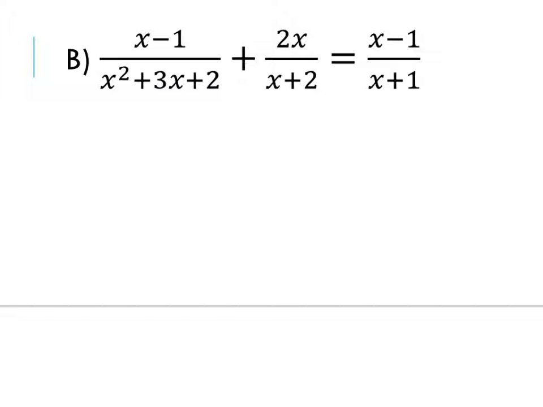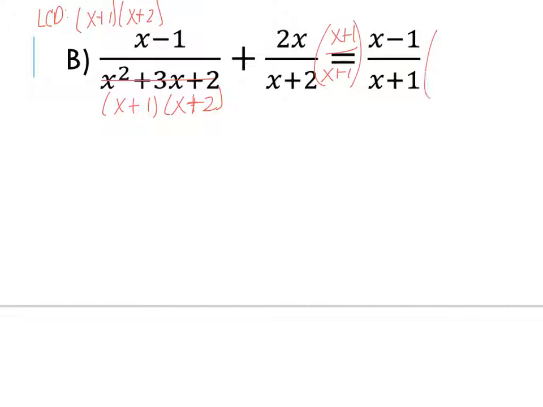Alright, so in this next example, again, we first need to rewrite the first denominator as x plus 1 and x plus 2. Alright, with that being said, we need to multiply by, well, first of all, we need to find our LCD. Hopefully, by looking, we should be able to see that the LCD is x plus 1 and x plus 2. So the second fraction is missing an x plus 1. And this last fraction is missing an x plus 2.